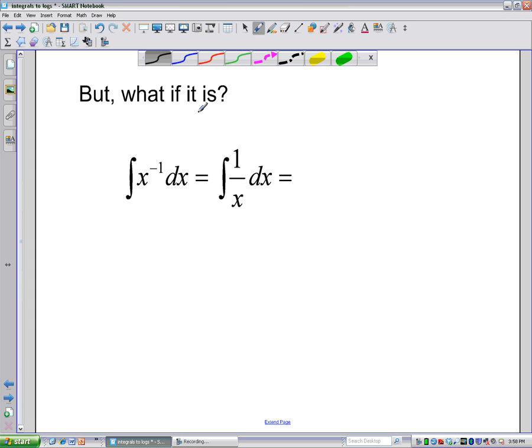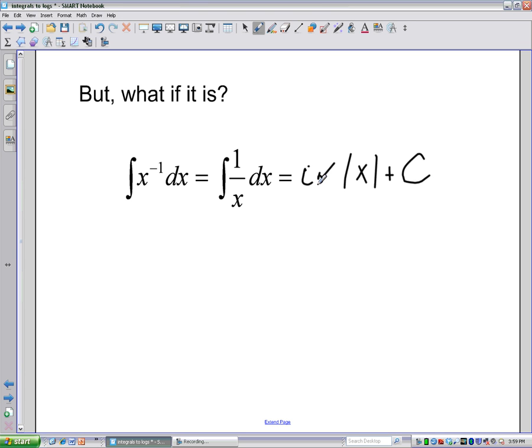So if we're trying to find the indefinite integral of x to the negative 1, we know that's the same as 1 over x. Well, I'm here to tell you that the antiderivative of 1 over x is the natural log of the absolute value of x plus c. The reason we use the absolute value is that the natural log is an exponent, base e. There's no number of times we can multiply e by itself and end up with a negative number. So we always have the natural log of the absolute value of whatever it is, plus c.